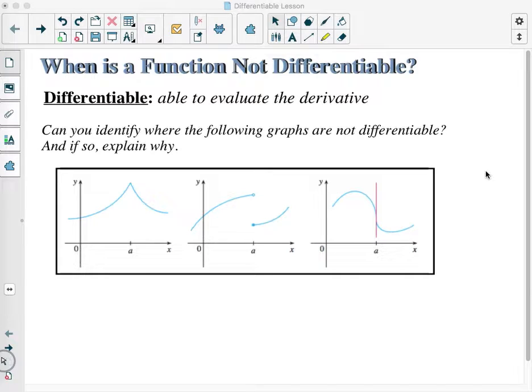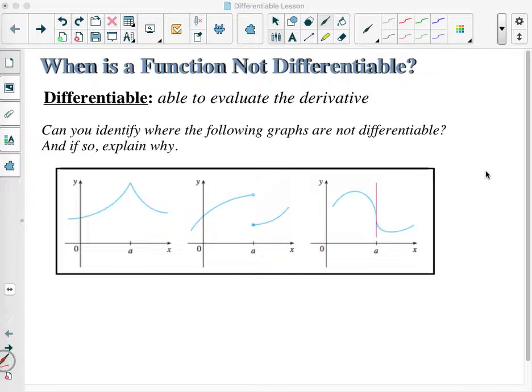So in this lesson, we're going to discuss when a function is or is not differentiable. When we use the word differentiable, that means that we're able to evaluate the derivative. And here we have three examples of graphs. And the question is, can you, just by looking at these graphs, identify where the functions are not differentiable? And if so, explain why.